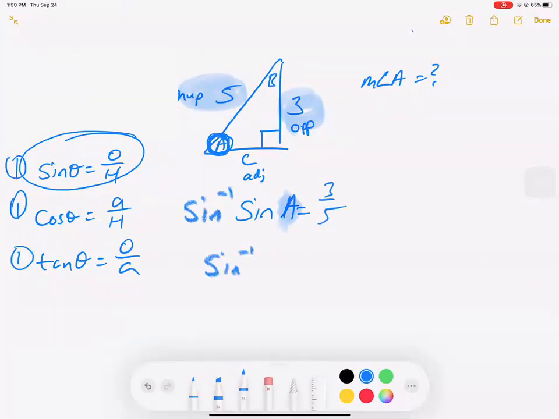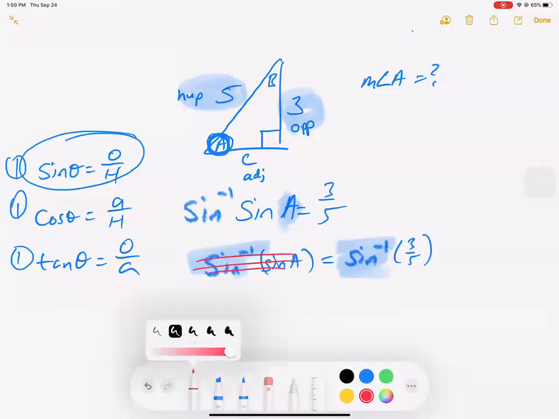Sine inverse of sine of A. Let me rewrite it. Sine of A is equal to sine inverse of 3 over 5. What you do to one side is what you do to the other side. This is like a magic cure. It gets rid of the sine. See you later, that goes away. And we're only left with the letter A, which means angle A. And the rest is calculator work.